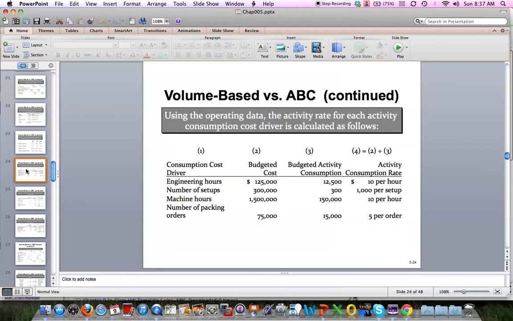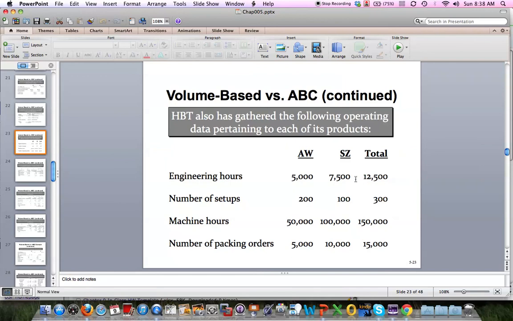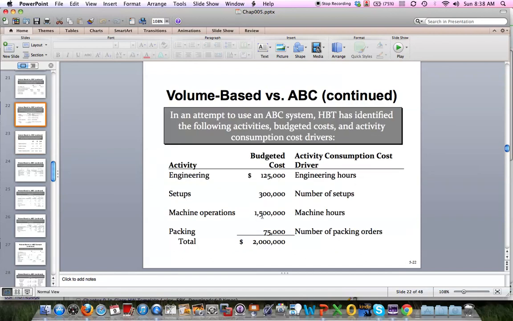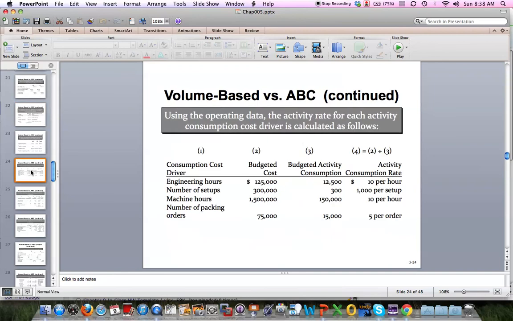Okay, so the previous screen, this data here, we had the activities: hours, setups, hours again, and then packing orders, organized by the 2 products, and then in total. The previous screen before that had the budgeted cost. So this screen is taking all that data and saying here is the rate per consumption activity. So for every engineering hour it's $10 per hour. For every setup it's $1,000. For every machine hour it's $10. For every packing order it's $5 per order.